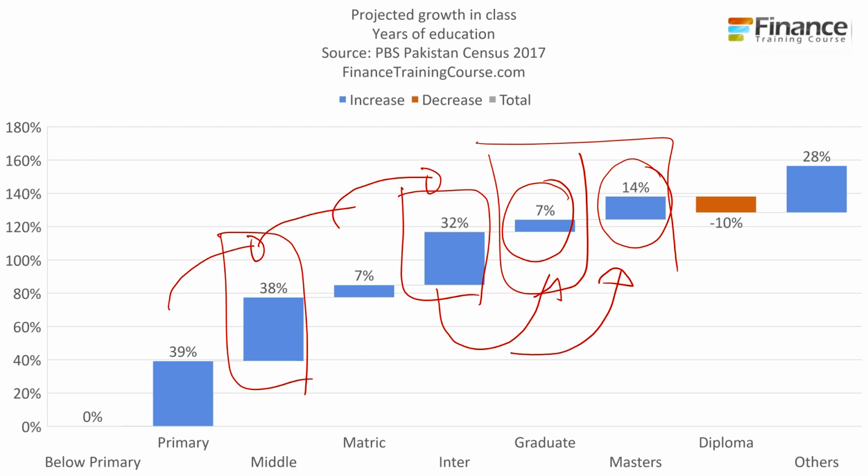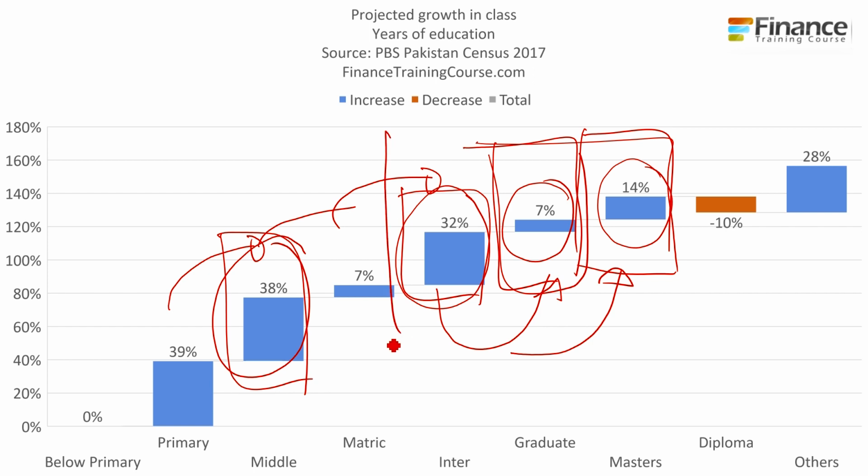So in percentage terms, you can see that the biggest chunk of growth is likely to happen over the next 5 years in these two categories, which are middle and inter school. From my perspective, I think about 7% growth in people with graduate education and 14% growth in the segment that has master's education in Pakistan. Just these three pieces together suggest that you are likely to see at least some uptake of the labor contribution of a growth equation.